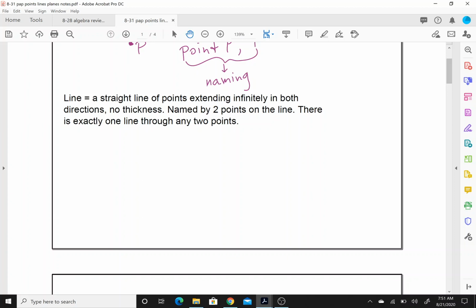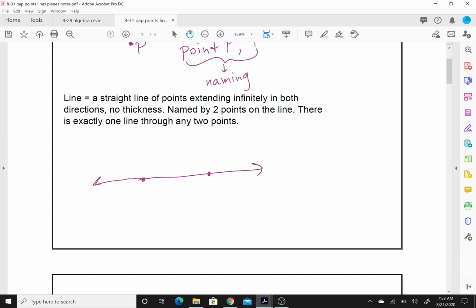Okay, and here it says it's a straight line of points extending infinitely in both directions. So in reality, you have point after point after point, and they're literally all so close together that they are making a line. So that's kind of where that comes from. But this is how a line is going to look. You have a point here, and another point here, and you have your line, and it's got to have arrows on the end because it goes off infinitely in both directions.